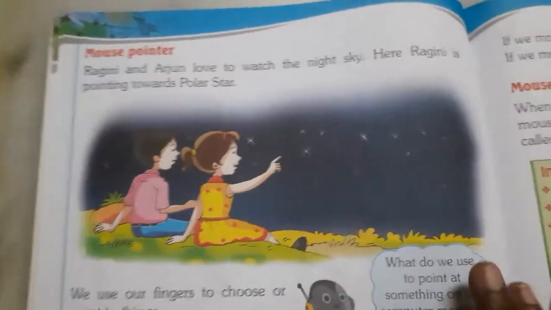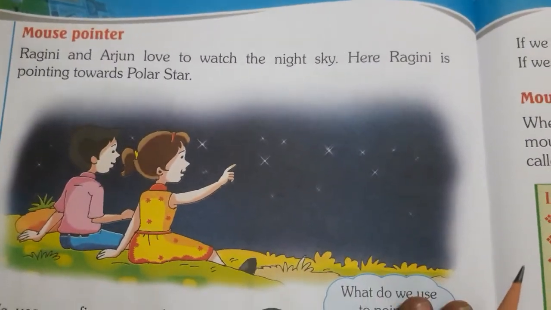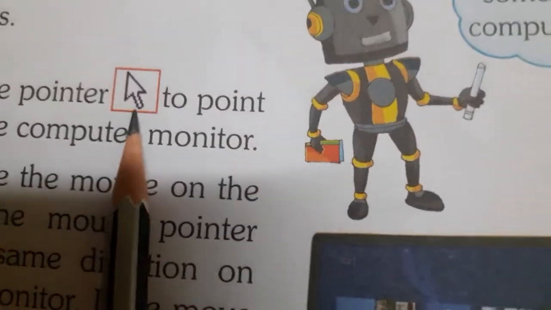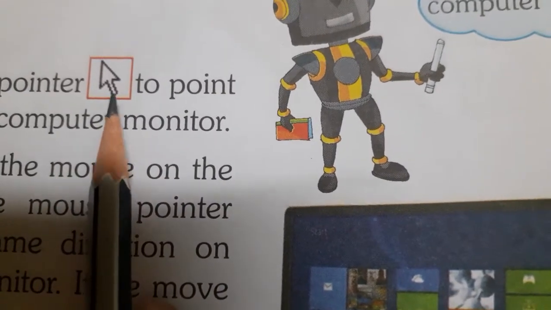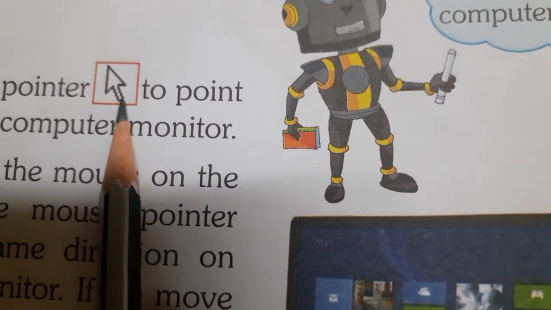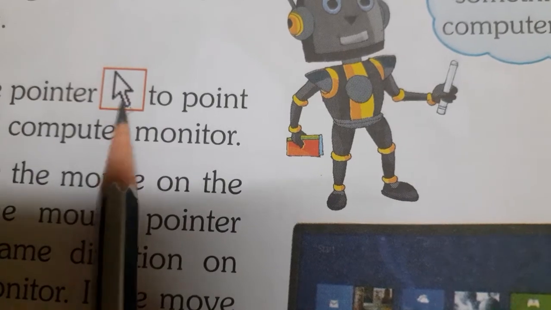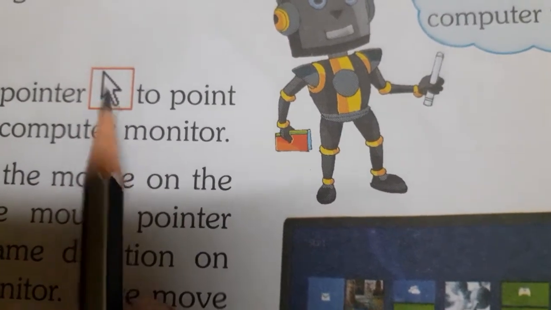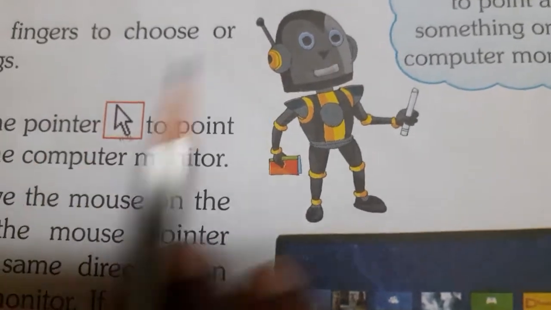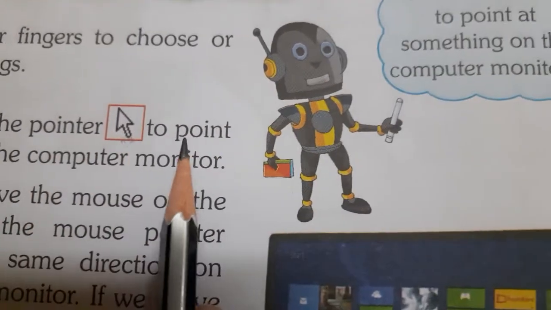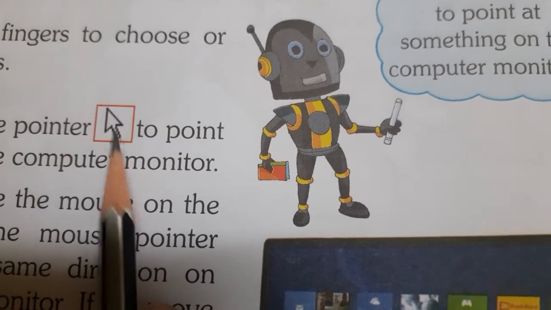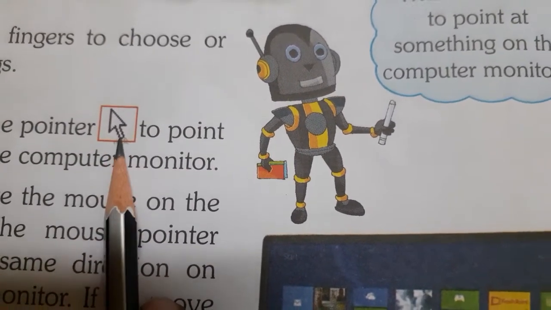See, mouse pointer. So, what is mouse pointer? See here, children. This arrow button is called mouse pointer. When you open any computer, one arrow will be moving on the monitor, always this side, that side. So we observe this arrow on the monitor. This is called mouse pointer.